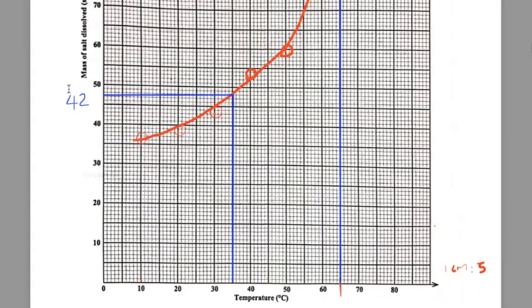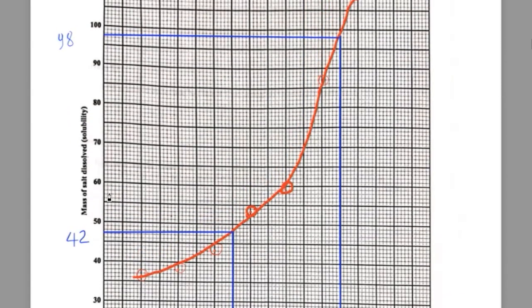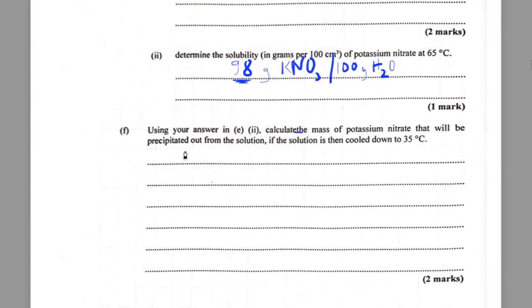So if we're going to cool the solution from 65 degrees Celsius to 35 degrees Celsius, then the amount that would fall out of solution is the difference between the two. At 35, we have 42 grams of the salt dissolved, and at 65, we have 98 grams of the salt. So it would be the difference between 98 and 42. So we would just say it would be 98 grams, of course, minus 42.